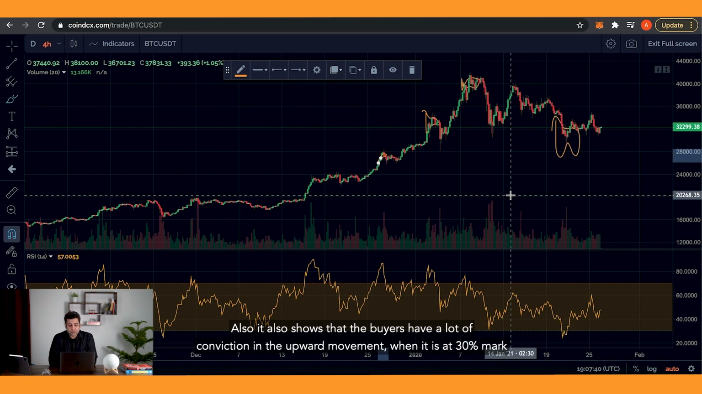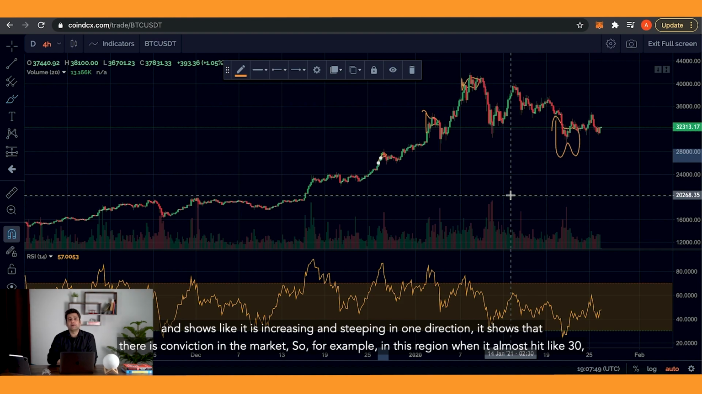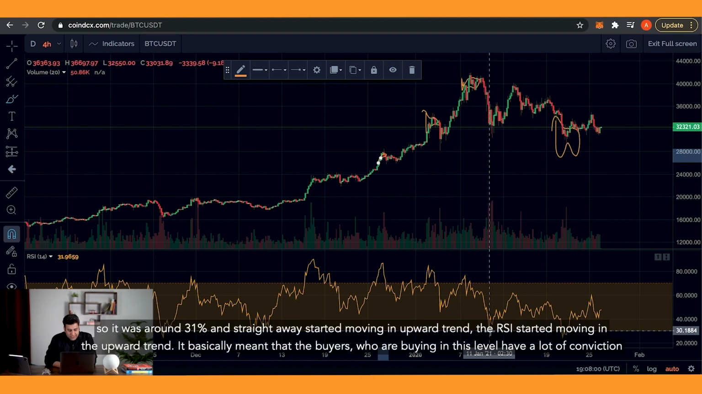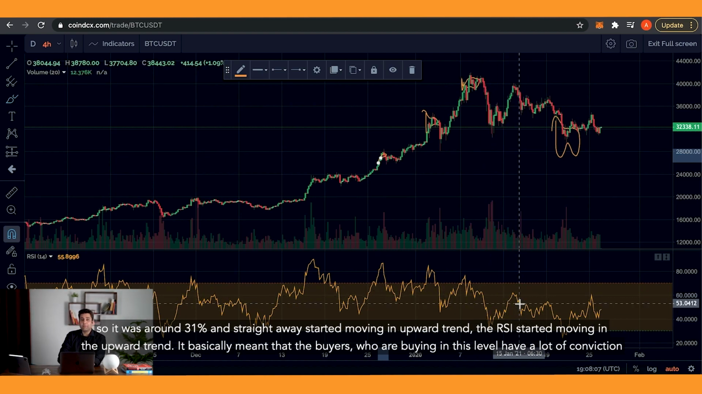Also, it shows that buyers have a lot of conviction in the upward movement when it's at the 30% mark and it's increasing steeply in one direction. It shows that there is conviction in the market. So for example, this region, when it almost hit 30, around 31%, straight away it started moving in an upward trend. The RSI started moving in an upward trend. It basically meant that the buyers who are buying at these levels have a lot of conviction.